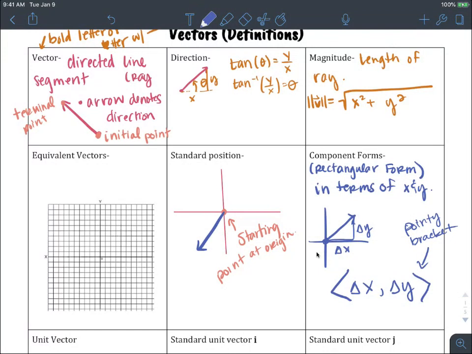Okay, so equivalent vectors. Here's the deal. Vectors can have the same magnitude, so length, and direction, but be in a different location.